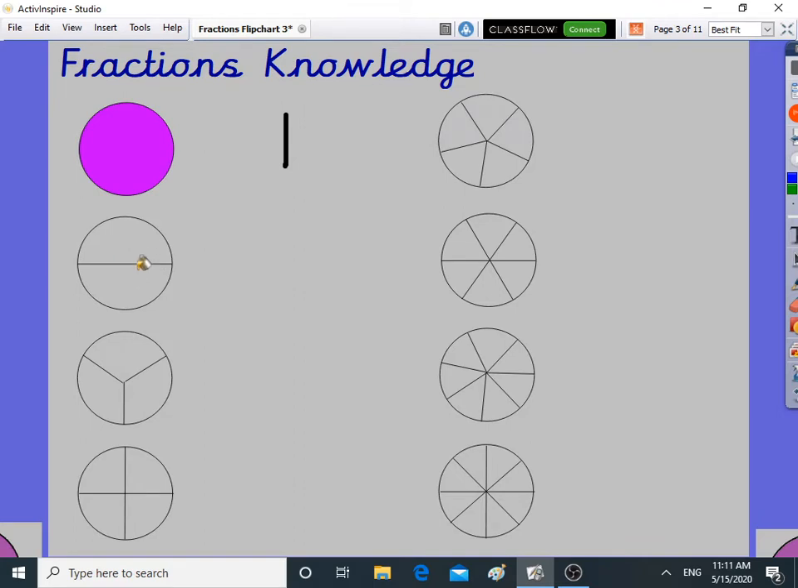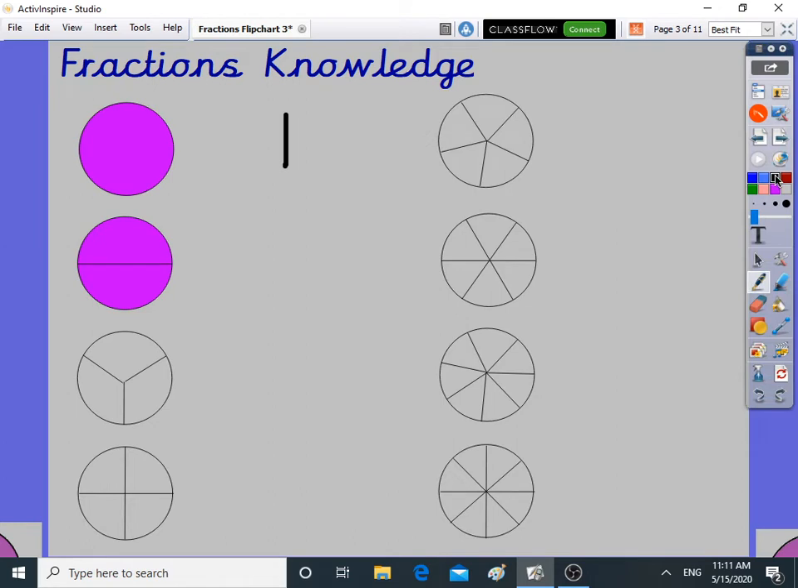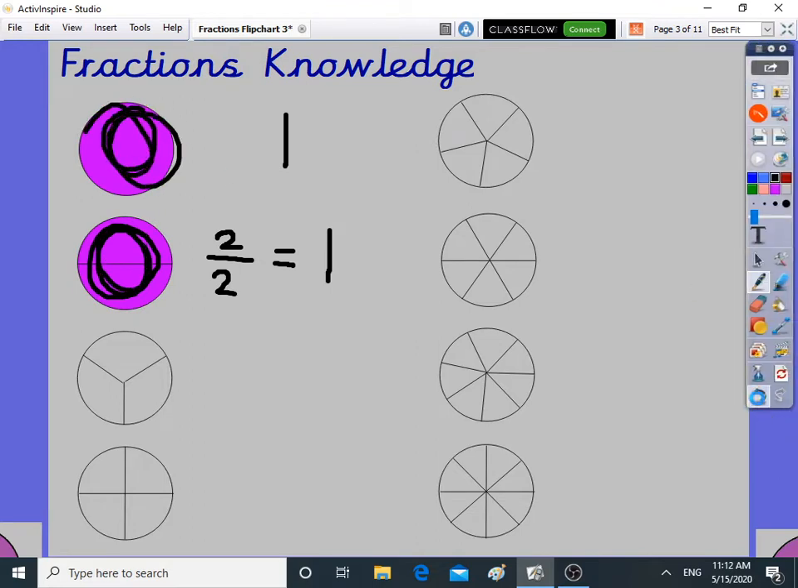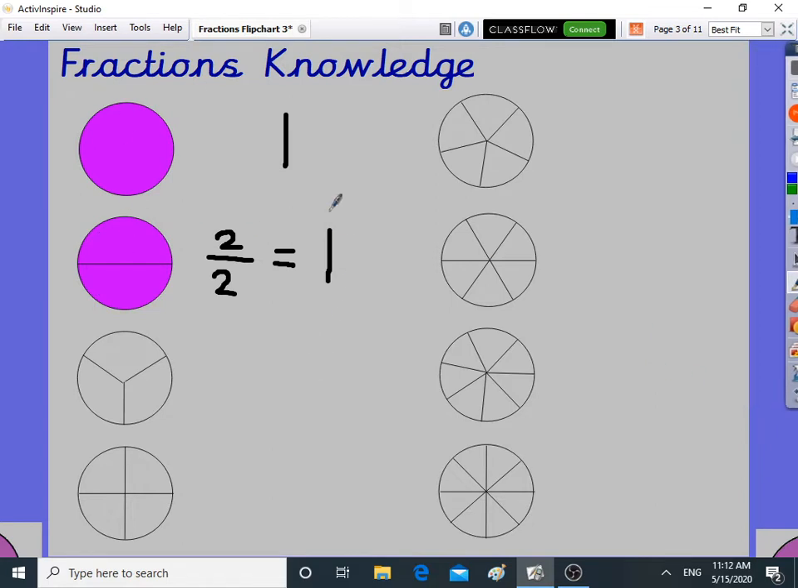How many halves do you need to make a whole 1? 1, 2. If you colour in both of them, you've got 2 halves. And is the whole circle coloured in? Yes. So 2 halves equals 1 as well. Because this lot here is the same size as this lot here, isn't it? Excuse my messy squiggling on there. But both those circles are the same size. So if you've got 2 halves, you've got 1 whole.